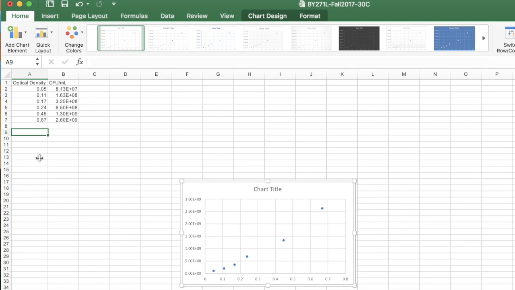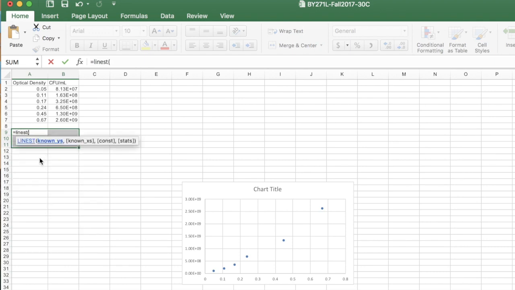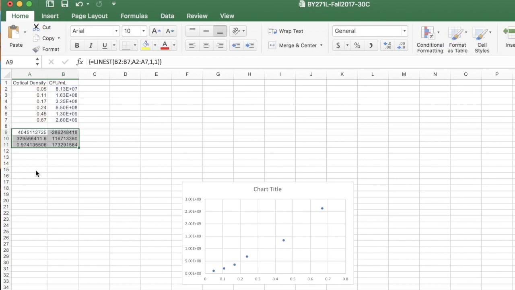Okay, so the next thing we want to do is calculate the linear regression. To do this, I have to select a 2x3 grid and type in this formula, LINEST. The first thing I want to do is select my y values. This is the thing we want to predict, so here it's going to be CFU per milliliter. And then I'm going to hit a comma and then select the corresponding x values. And then I have to put in comma 1 for reasons that I don't want to explain. And then I'm going to hit Control, Shift, and Enter. And that's going to enter this formula into all 6 of these cells. And we're going to get different information from each one of the cells.